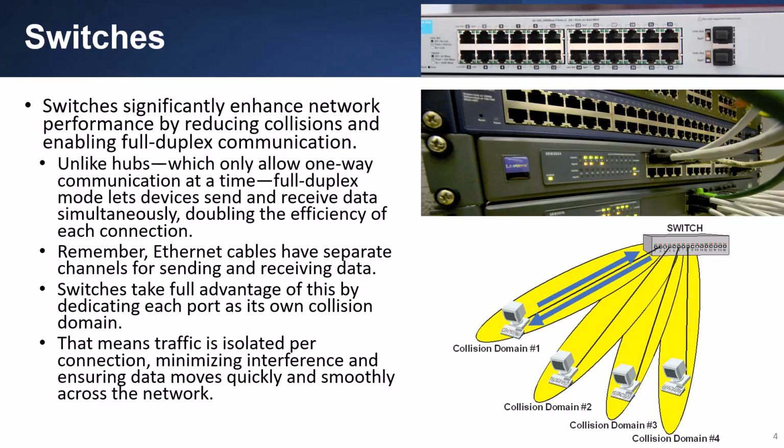Switches significantly enhance network performance by reducing collisions and enabling full duplex communications. Unlike hubs, which only allow one-way communications at a time, full duplex mode lets devices send and receive data simultaneously, doubling the efficiency of each connection. Remember, Ethernet cables have separate channels for sending and receiving data. Switches take advantage of this by dedicating each port as its own collision domain. That means traffic is isolated per connection, minimizing interference and ensuring data moves quickly and smoothly across the network.